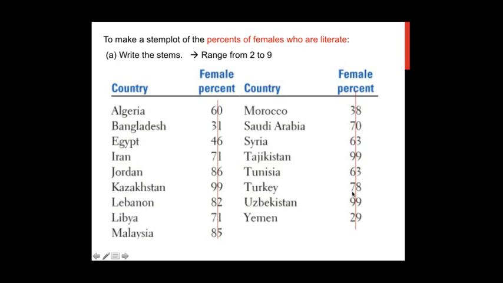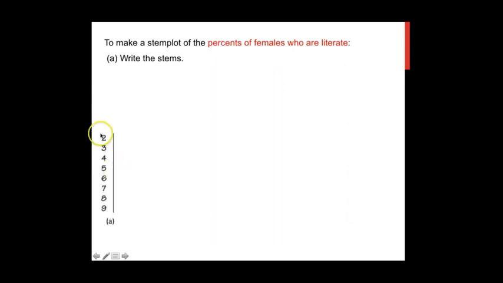So I'm going to do that for the percent of females who are literate from our previous data set. To construct a stem plot, I first need to identify the range of my stems. I'm going to look at all my data values and identify that my smallest stem value is a 2 and my largest stem value is a 9. So my stems range from 2 to 9. I'm going to use that information to set up the left side of my graph: smallest stem 2, largest stem 9, going vertically.